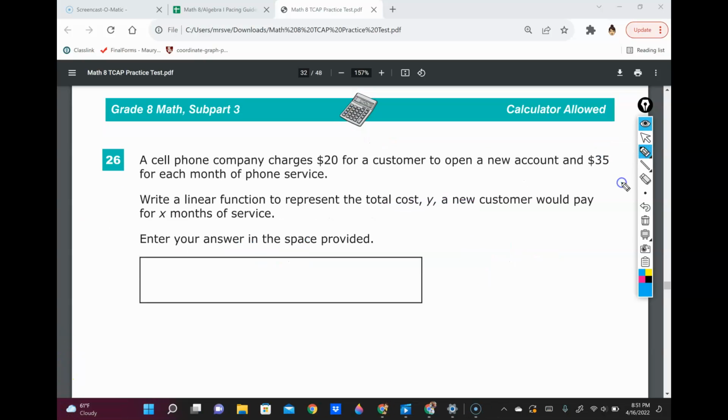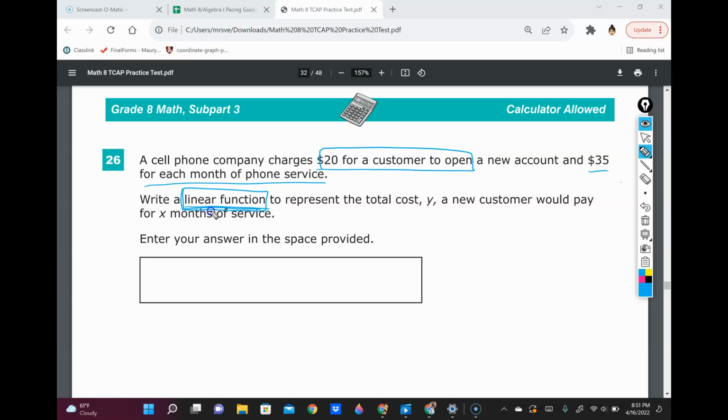A cell phone company charges $20 for a new customer to open a new account, and $35 for each month of the phone service. Write a linear function to represent the total cost y, and a new customer would pay for x months of service. Write your answer in the space provided.